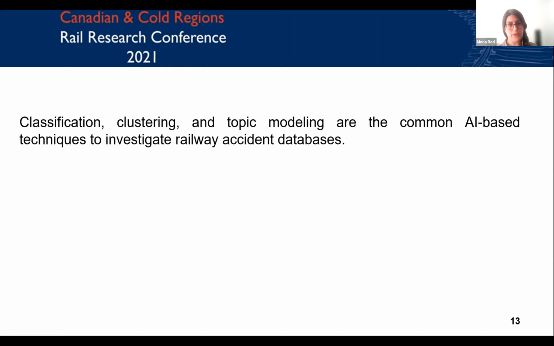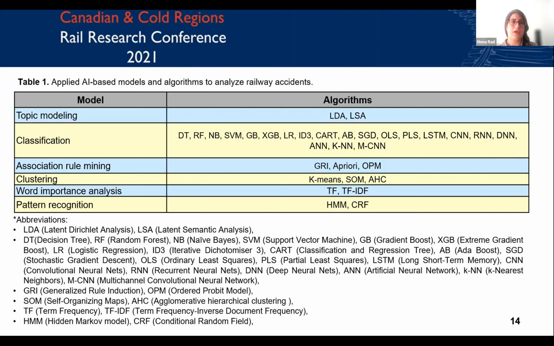Classification, clustering, and topic modeling are the common AI-based techniques to investigate railway accident databases. For example, you can see in this table some models and algorithms that were used for analyzing railway accidents: topic modeling, LDA and LSA algorithms, classification algorithms, association rule mining to identify relationships between factors, clustering, word importance analysis, and pattern recognition.